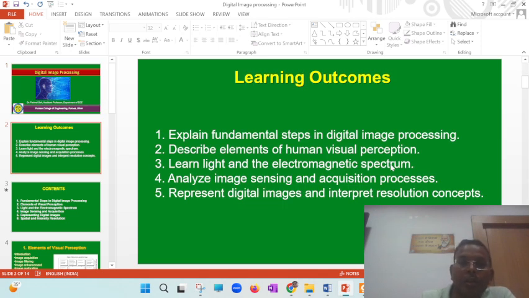So that is the learning outcomes. After going through this topic, the student will learn how to explain fundamental steps in digital image processing. They will also be able to describe elements of human visual perception, light, and the electromagnetic spectrum. They will be able to analyze image sensing and acquisition processes. After all, they will be able to represent a digital image and interpret resolution concepts also.